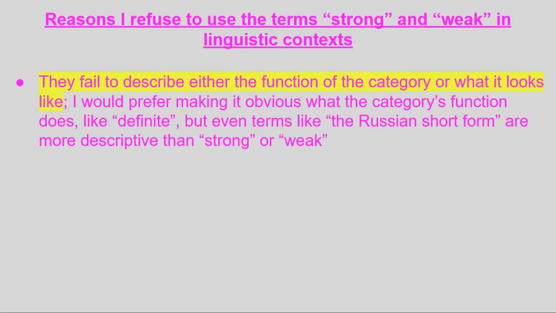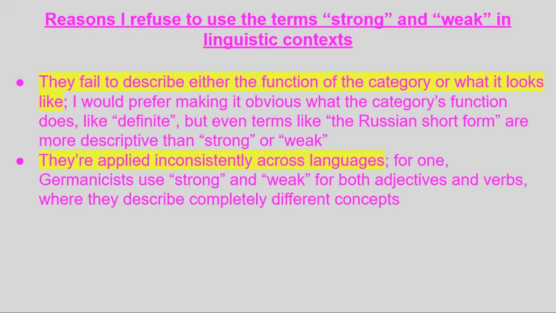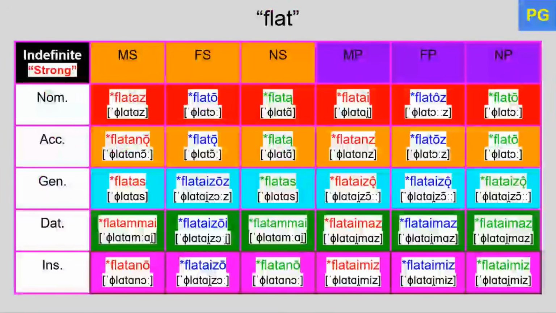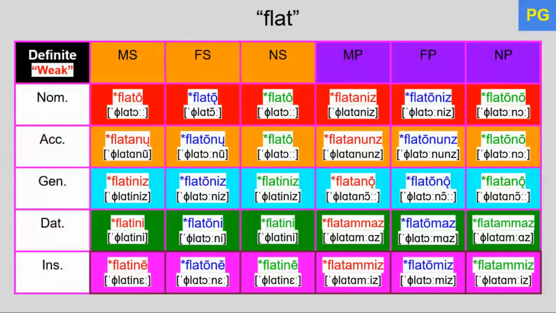If not, a term like the short form of Russian adjectives will suffice because I can identify it as the short form. The terms strong and weak give me nothing, not to mention my second complaint about them. They're completely overused. In Germanic linguistics, for example, the terms have two uses with nothing to do with each other. In adjectives, strong ones go before indefinite nouns and in predicative position, while weak adjectives go before definite nouns.